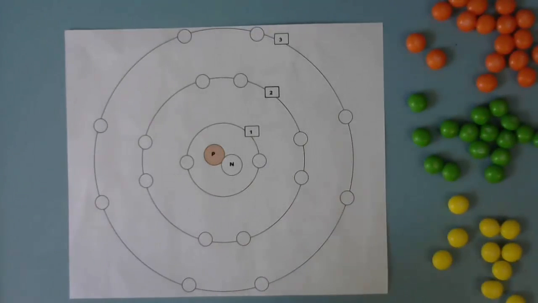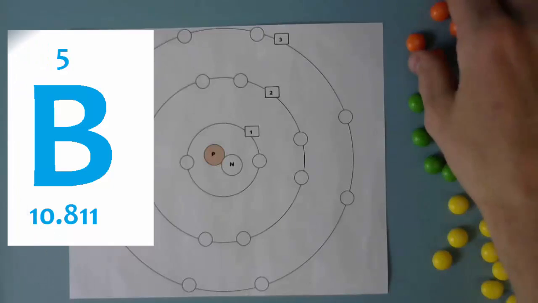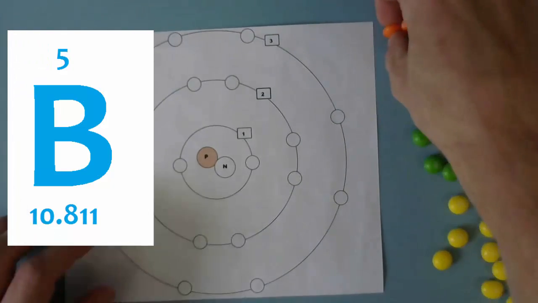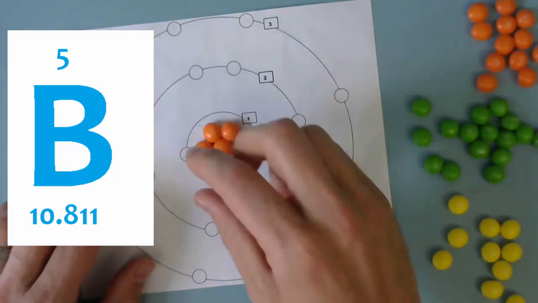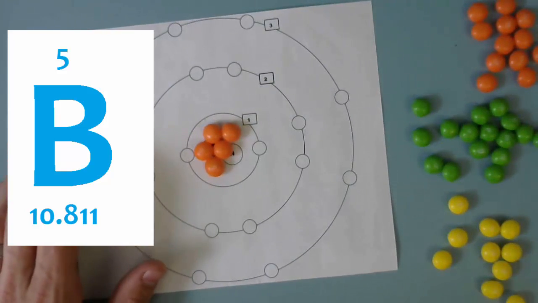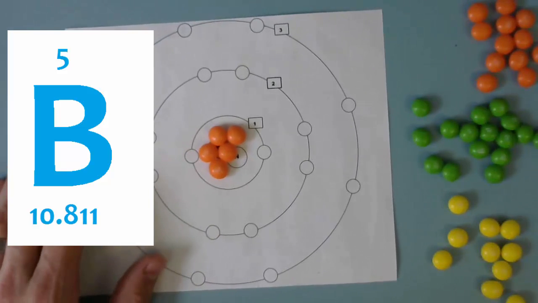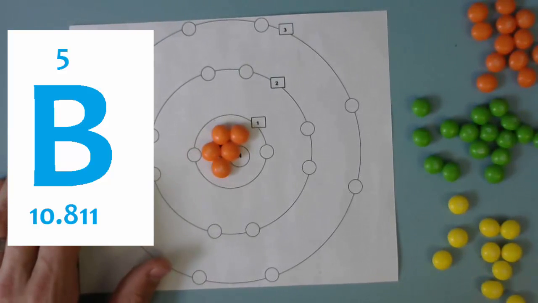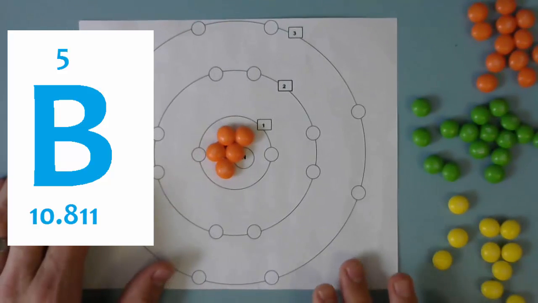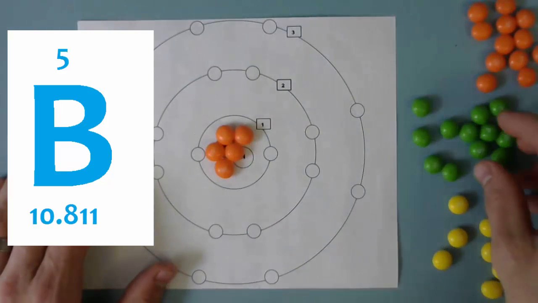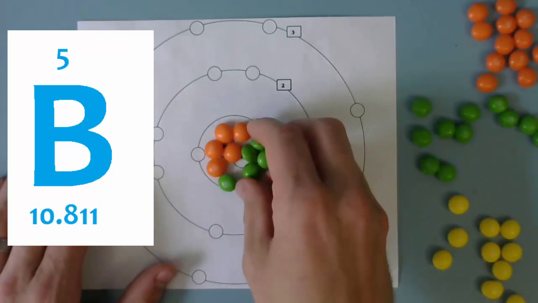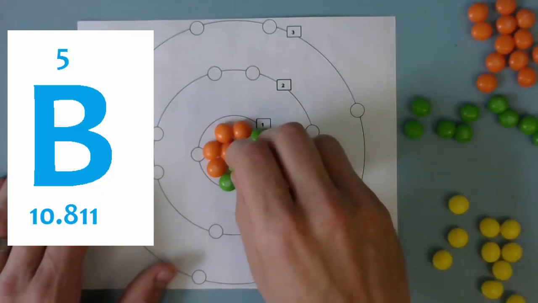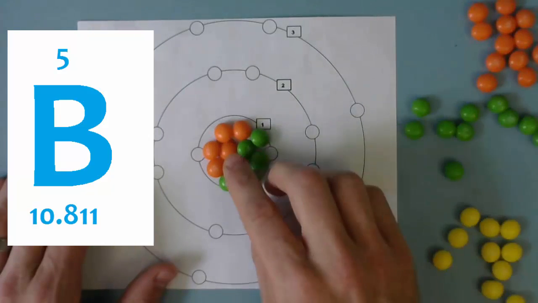Okay, so boron has the atomic number of 5, which means it's going to have 5 protons in the nucleus. Boron has an atomic mass of 10.8. So we're going to round that up to 11. If it has an atomic mass of 11, and you have 5 protons, that means you're going to add 6 neutrons. It's getting a little crowded in there. 1, 2, 3, 4, 5, 6. Okay.